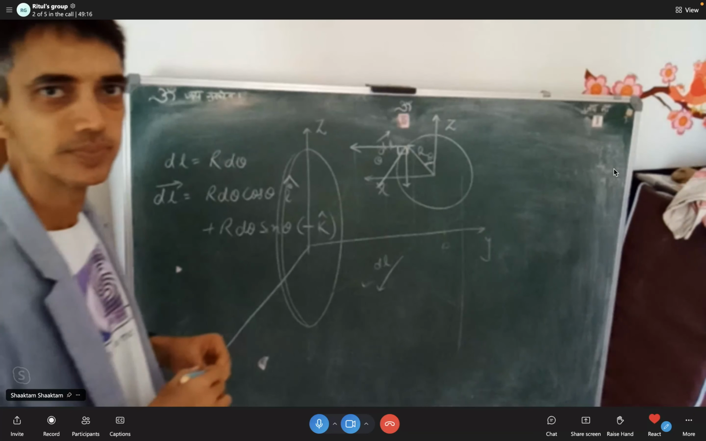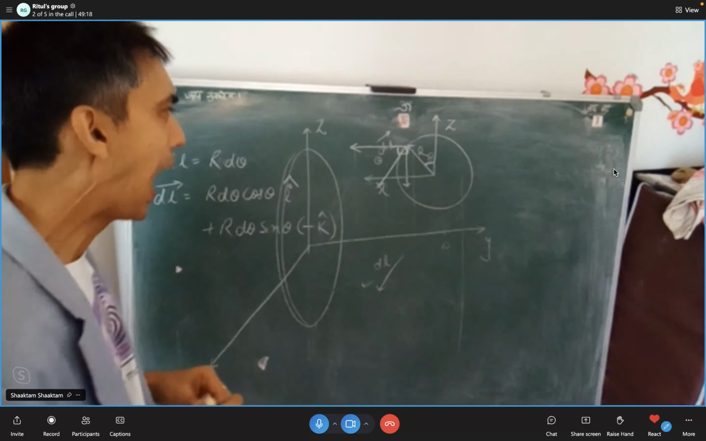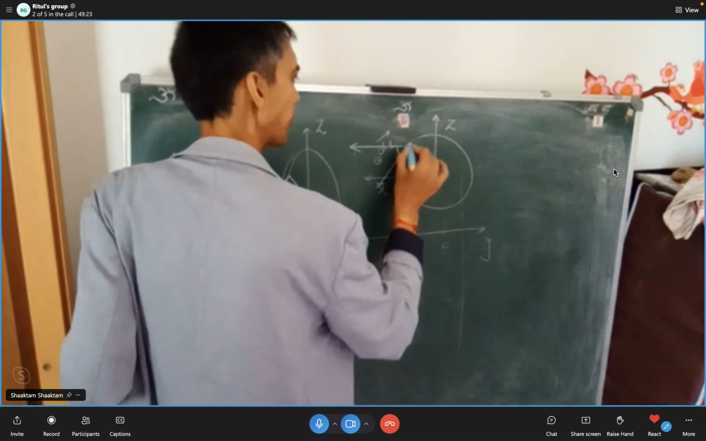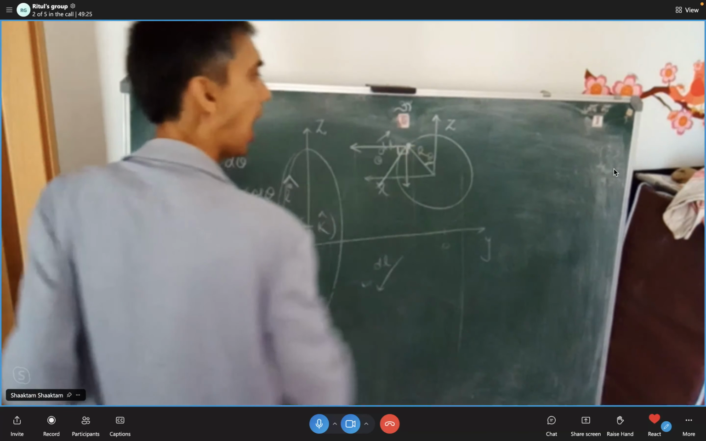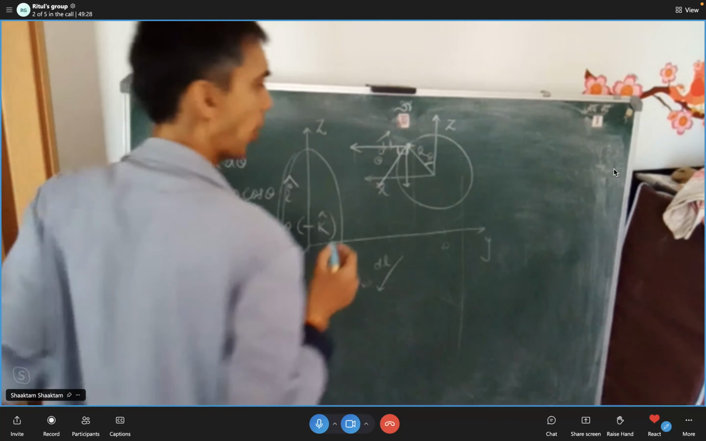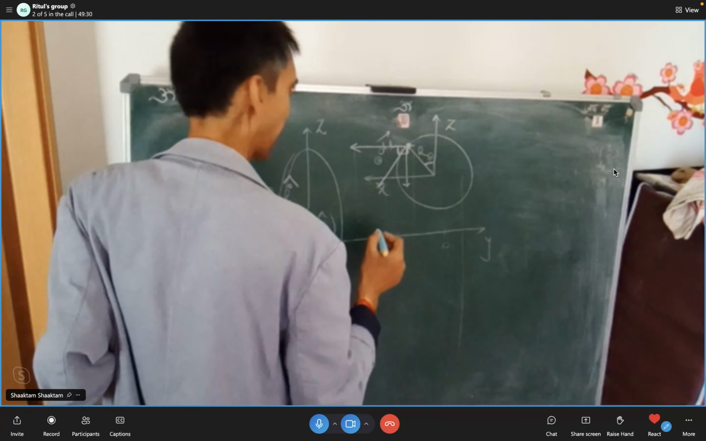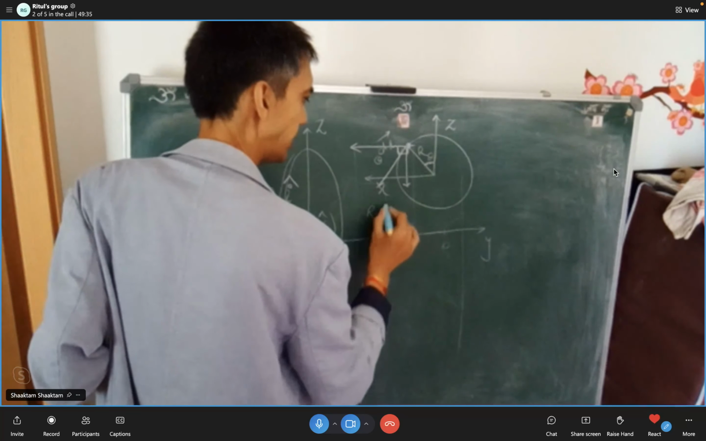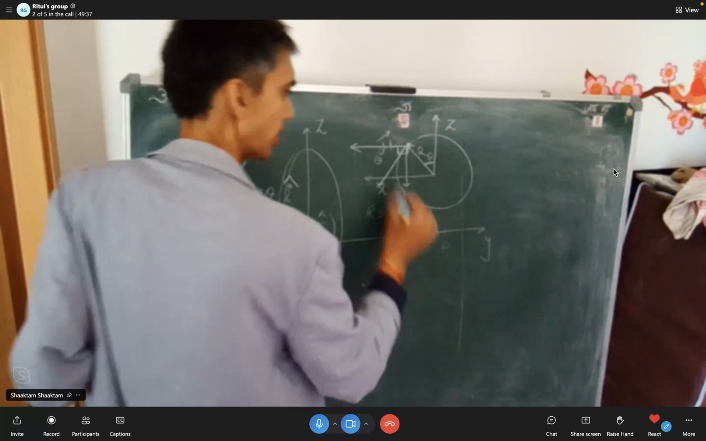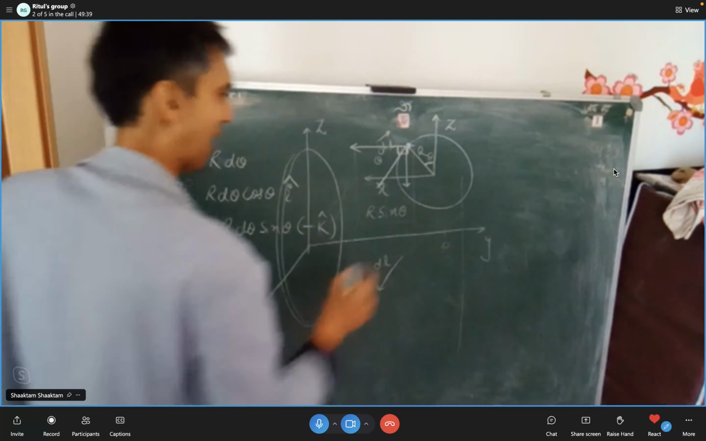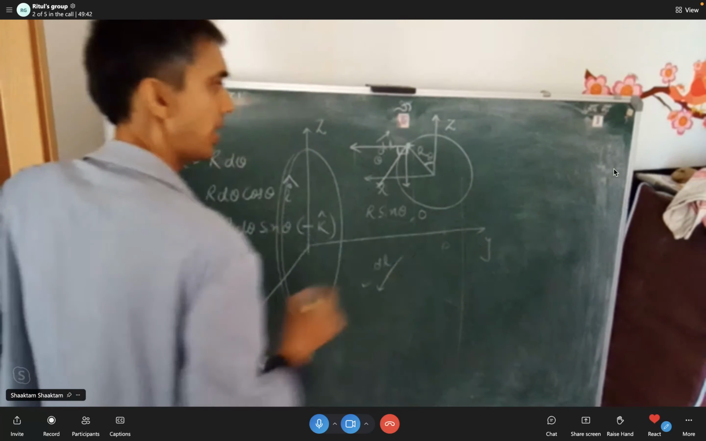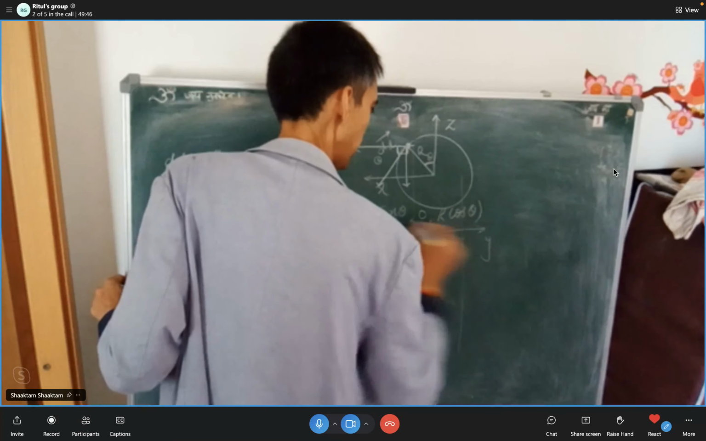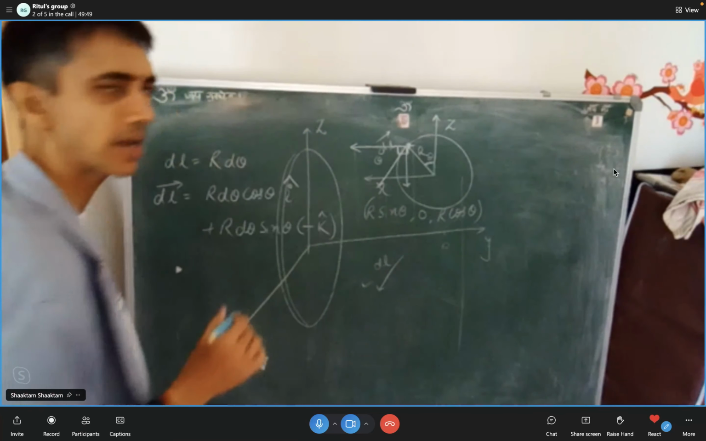What about R? R we can get easily if we write the coordinates of the points. It will be easier. What is the coordinate of this point? X coordinate, Y coordinate, Z coordinate. X will be R sin theta. Okay, Y will be 0. And Z will be R cos theta. So this will be the tail of the R vector, correct?